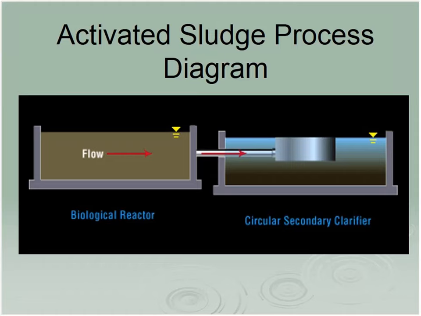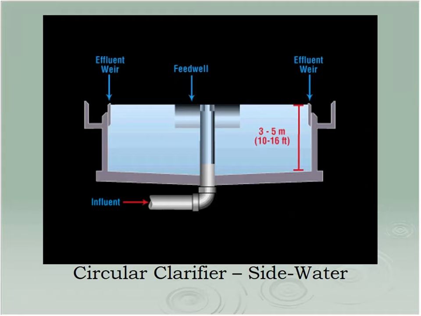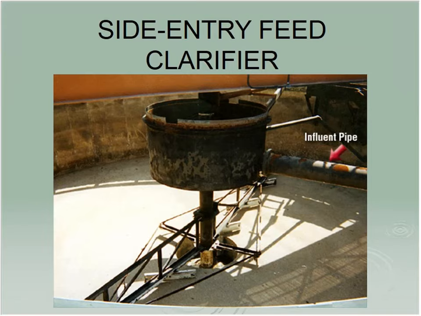So again, we're coming out of our reactor down into a clarifier. Generally just gravity flow. Our secondary clarifier generally is a circular tank. There are some places that run rectangulars. Not my favorite. Again, 10 to 16 foot straight wall depth, and depending on the flows of the plant, anywhere from 40 feet up to 120.